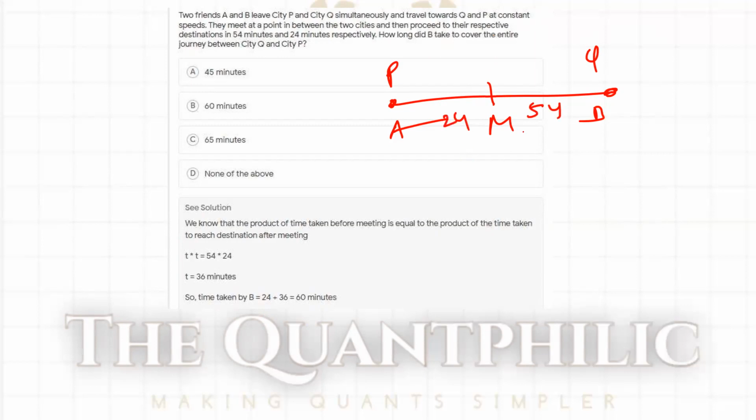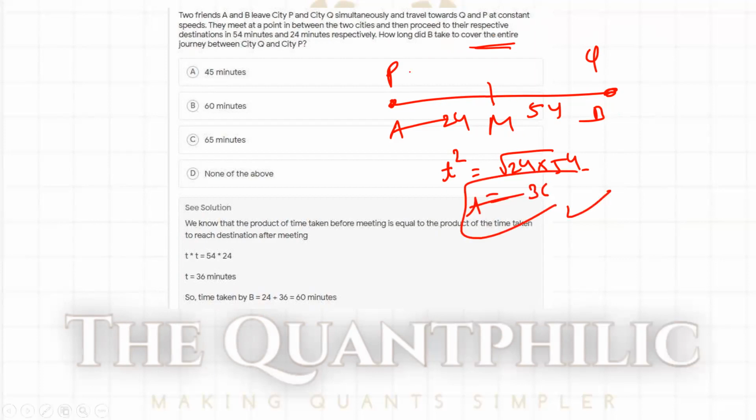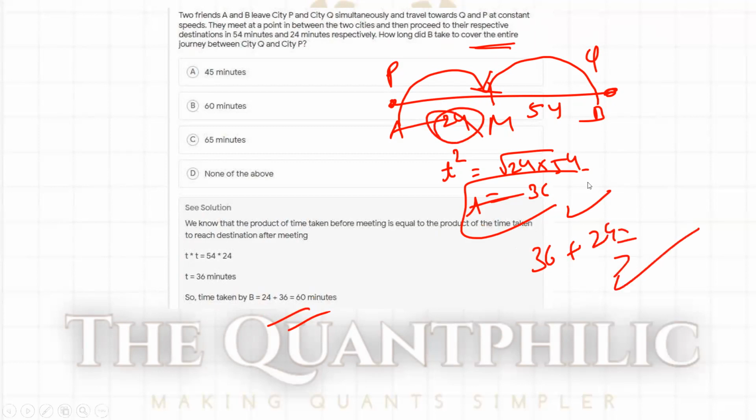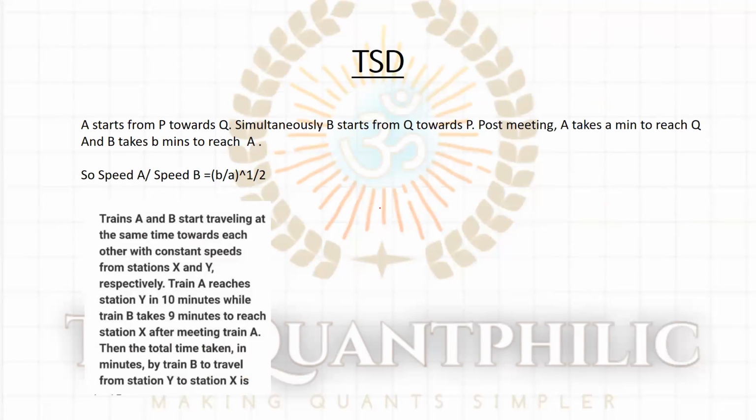So how long did they take to cover the entire distance? Basically you will take T square equal to root over 24 into 54. So you will get T as 36. What this 36 is, is the time A took to reach from P to M, and the time B took to reach from Q to M. So this is basically the time before. So the total time taken by B will be this 36 before and this 24 afterwards. So 36 plus 24.